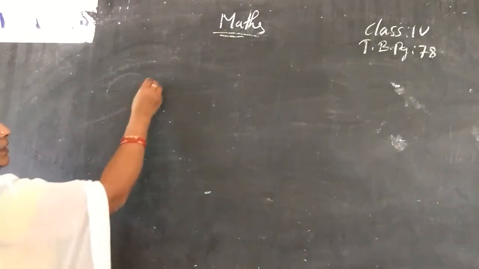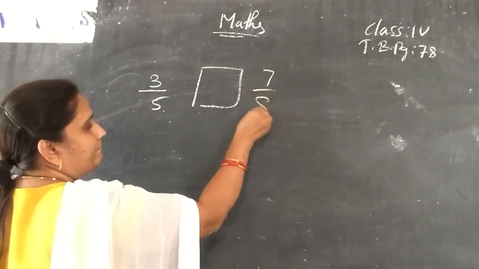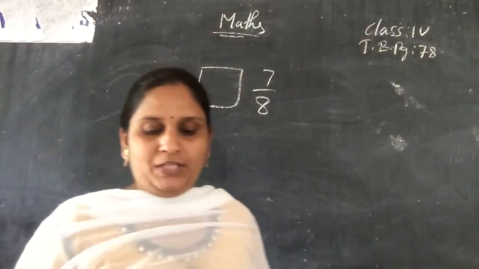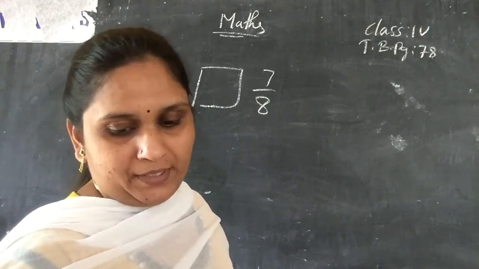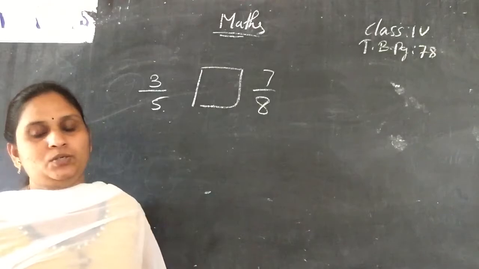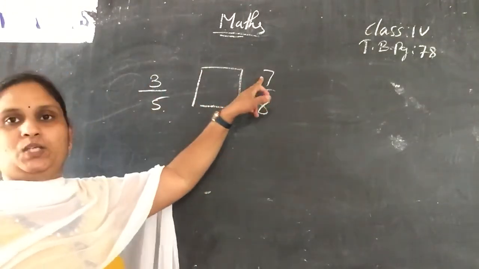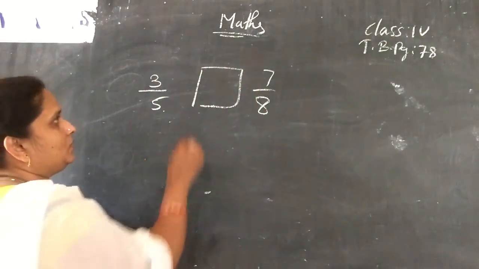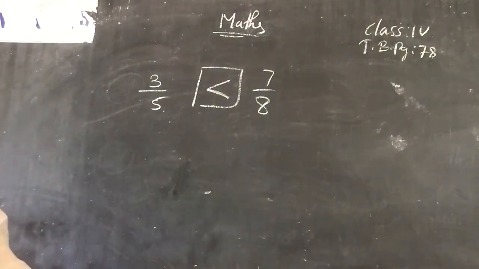Here, the numerators are not same, and the denominators also are not same. So when the numerators and denominators are not same, which numbers do we have to compare? We have to compare the numerators only, children. If you compare the numerators 3 and 7, which is the greatest number here? 7 is the greatest number. So 3 by 5 is lesser than 7 by 8.